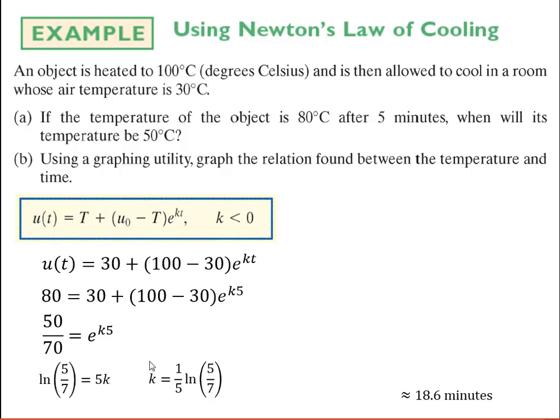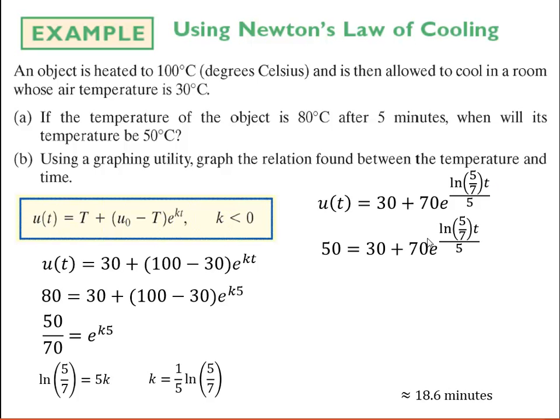Now again, I want to keep this in an exact form, so I'm going to plug it up in here to my K value. So there's my K value. Now the second part of the question says, when will its temperature be 50? So I'm going to plug 50 into the temperature, and I'm going to solve for T.